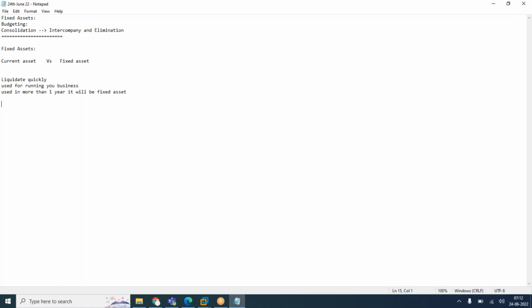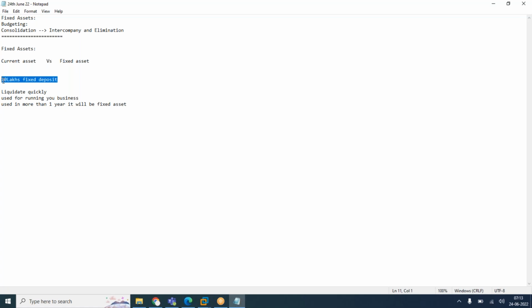Now, I have deposited 10 lakh rupees as a fixed deposit. As a fixed deposit, 10 lakh rupees. Now tell me, is it a current asset or fixed asset? Older than a year, it may be a fixed asset.